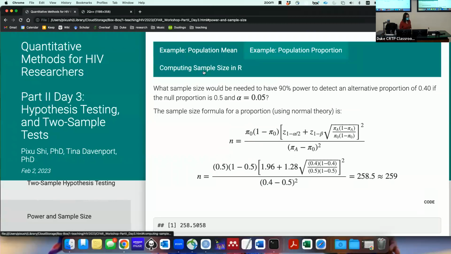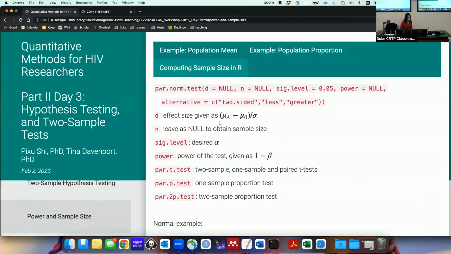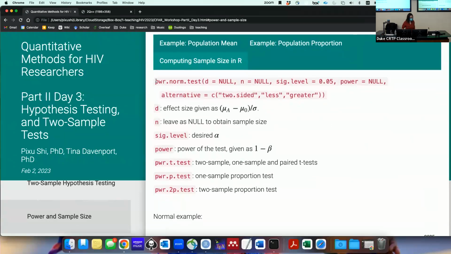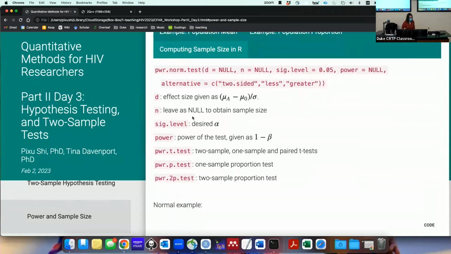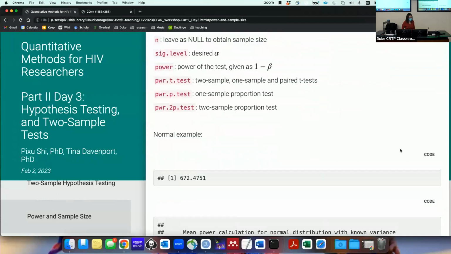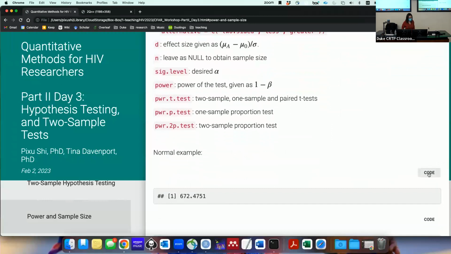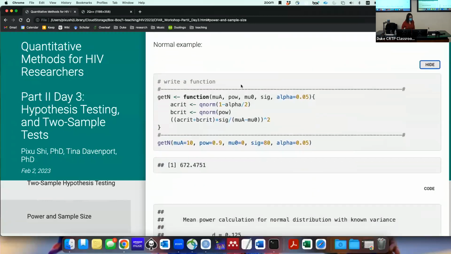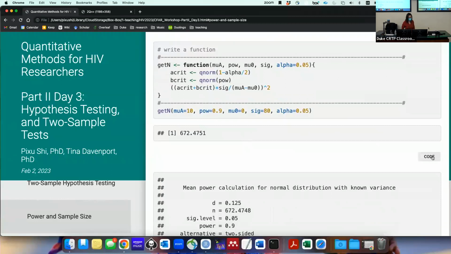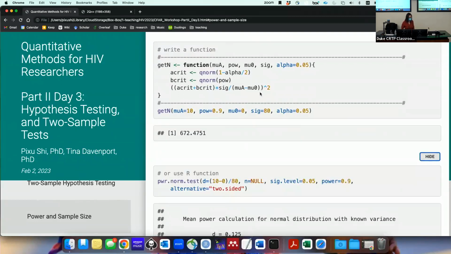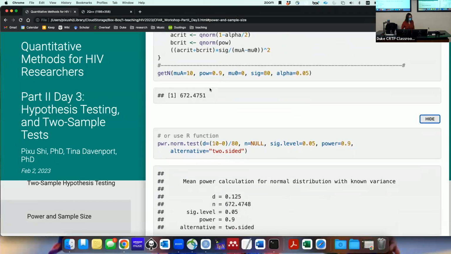That's the formula, and you will also have the function ready for use. So here we have the example for normal distribution using the formula, just translating the formula that we have into code. And if you use our function, you will get basically the same result up to some precision issue. So when you plug in the normal effect size, remember to divide by the population variance.